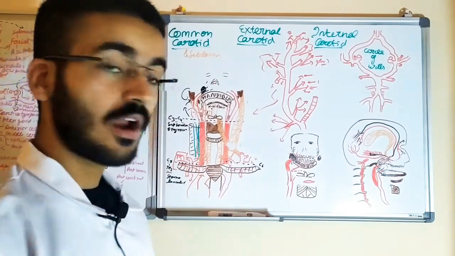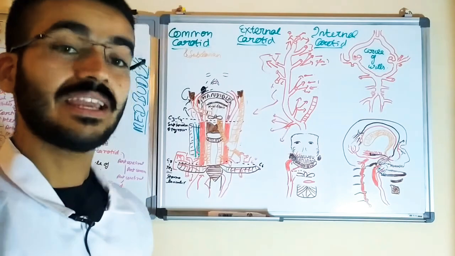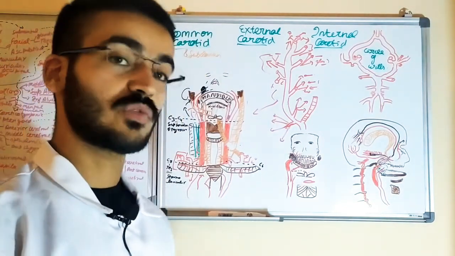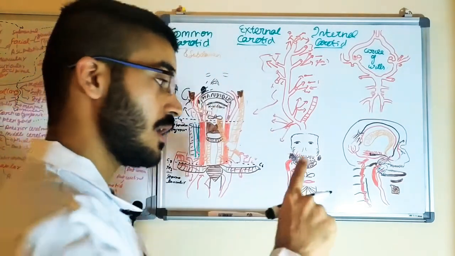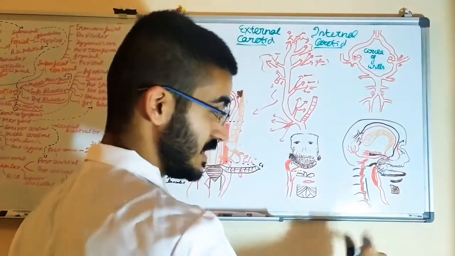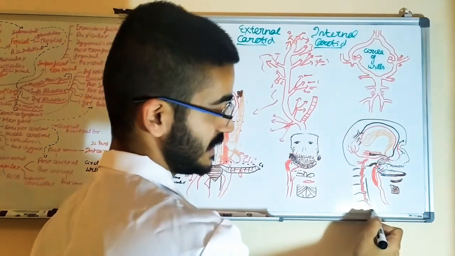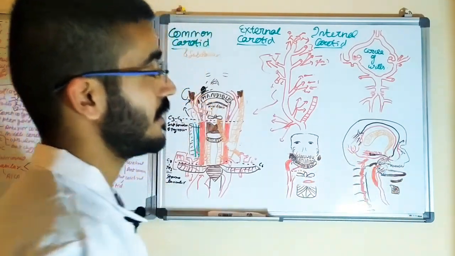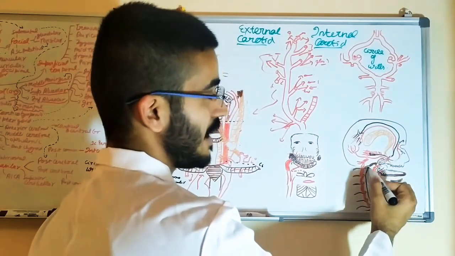The vertebral artery arises on the right side from the subclavian artery, and also on the left side from the subclavian artery, the first part of the subclavian artery. It moves along within the transverse processes of all the cervical vertebrae except the seventh cervical vertebra. It moves up and enters the foramen magnum.